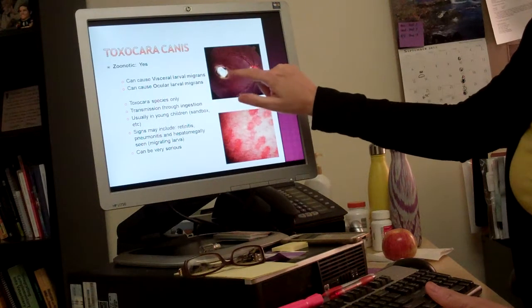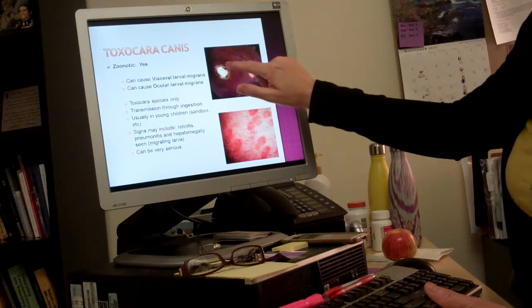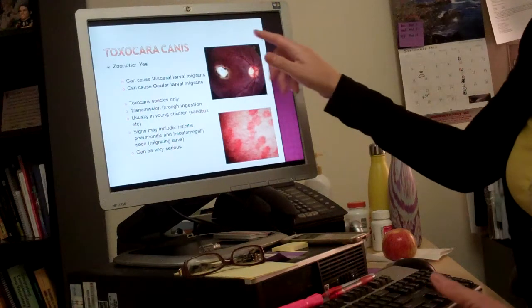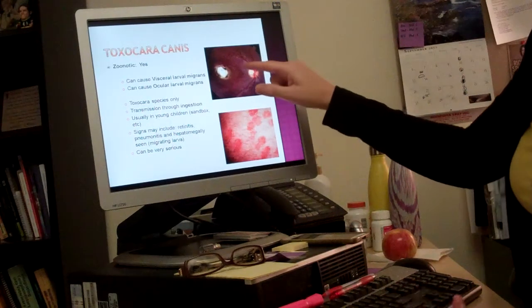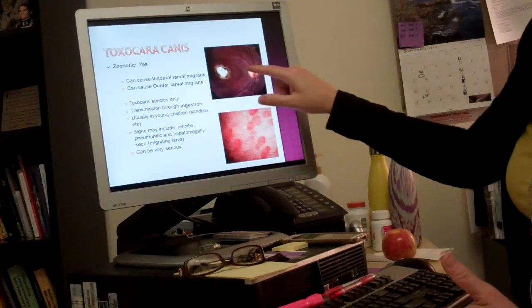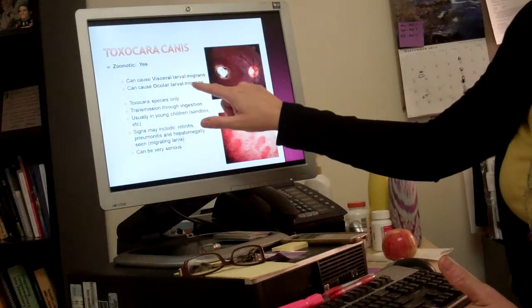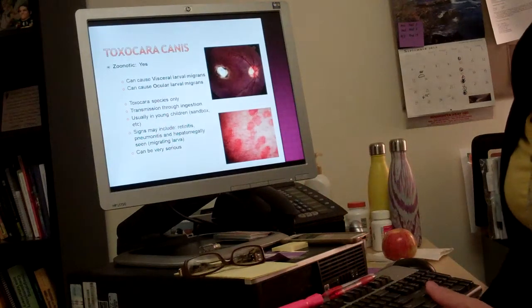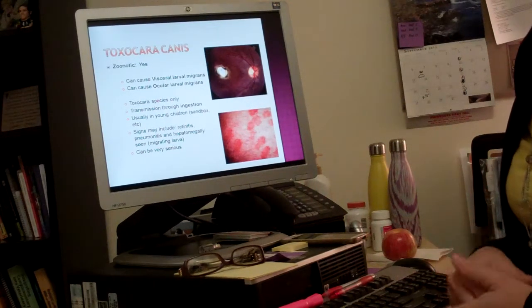This is a lesion, probably scar tissue caused by larvae. So is this going to kill you? No. Could it cause you some eye damage? Absolutely. Here is the larva migrating into the viscera, so tissues. Depending on what tissues it migrates into, it can cause some damage.